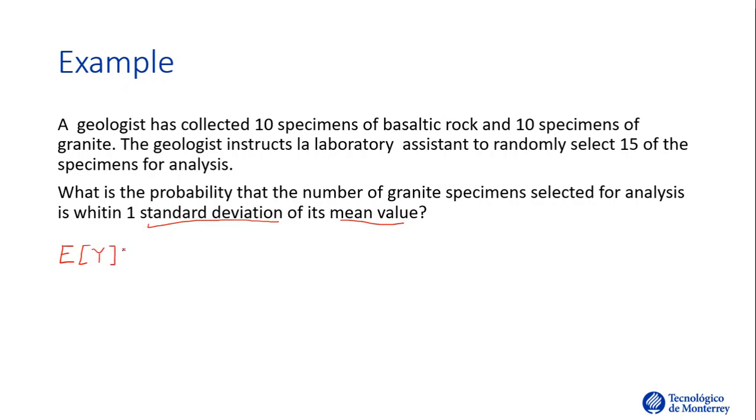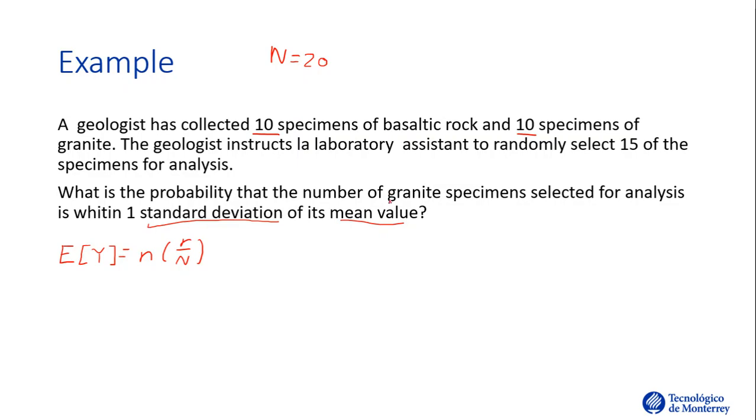For calculating the expected value of y, I just need to use the formula n times r divided by n. I can observe that all these parameters are given in the exercise. It says that the geologist collected 10 specimens and 10 specimens of the other. In total, the number of specimens is 20.